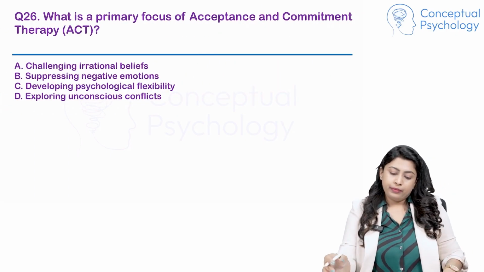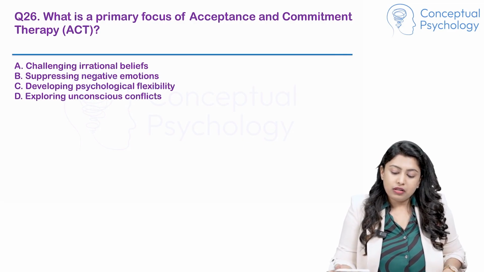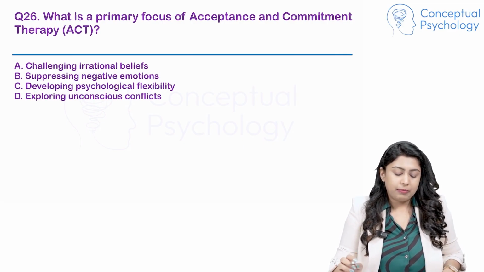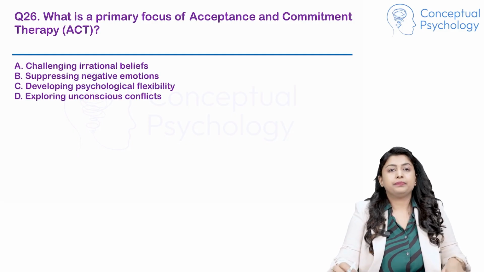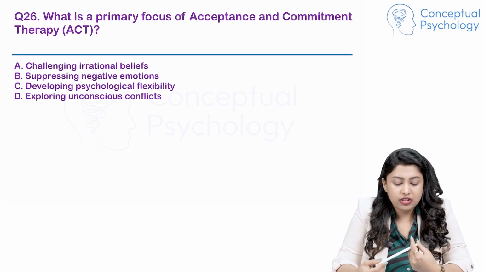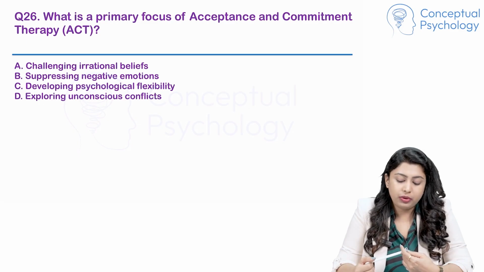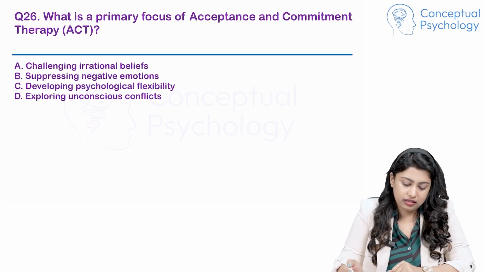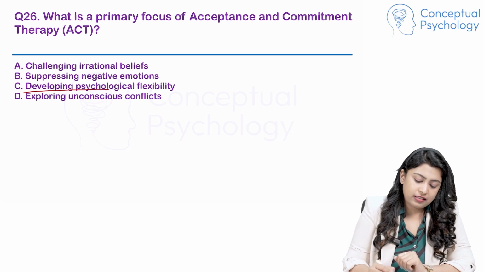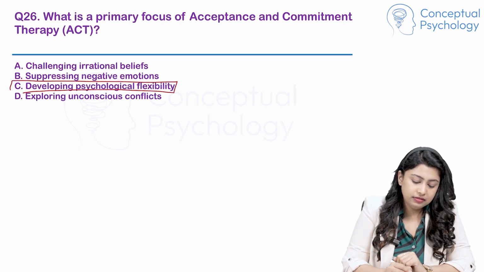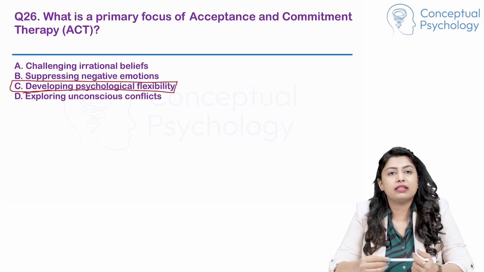Moving on. What is the primary focus of acceptance and commitment therapy, ACT? So, here, challenging irrational beliefs, suppressing negative emotions, developing psychological flexibility, or exploring unconscious conflicts. So, here the correct answer is C, developing psychological flexibility.